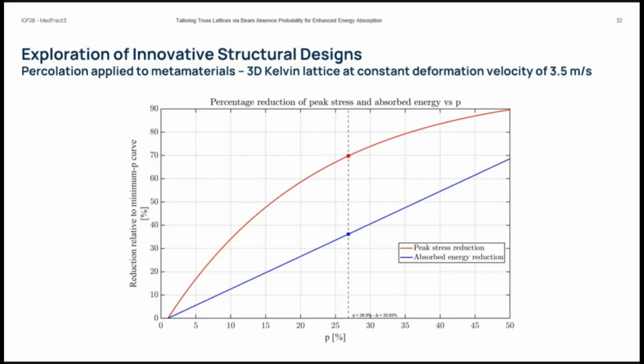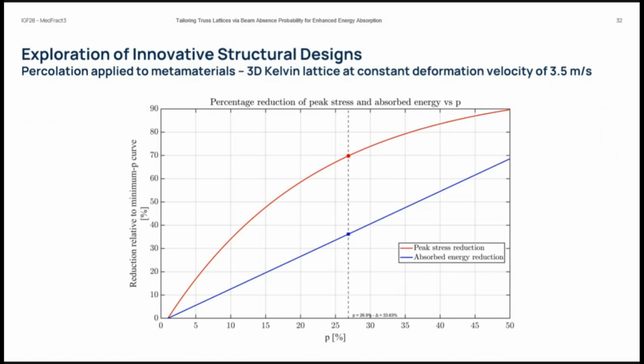And now if you look at the percentage reduction of peak stress, red line, and absorbed energy, blue line, of a lattice with a probability P compared to the full lattice, you will see that the peak stress gets reduced faster than the absorbed energy. And the optimal point for this lattice is this probability P, which is 26.9%. At this probability, you have the maximum difference between the two curves. So here, you have reduced the peak stress by 70%. It's not there, basically. And you have reduced absorbed energy by 37%, which is okay.